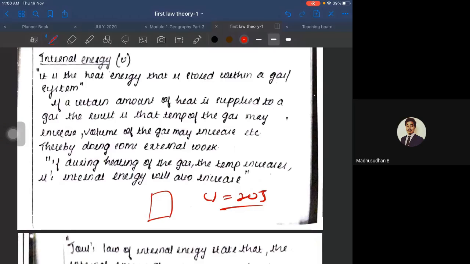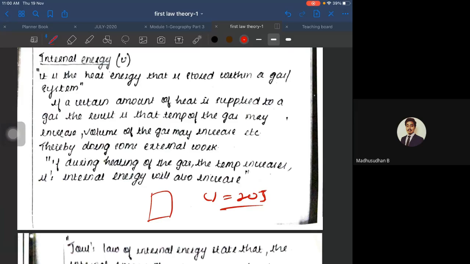So internal energy, when does it change? Only when the temperature of the system changes. If and only if the temperature of the system changes, then only your internal energy will change. So this particular point is very important. That's why they say internal energy is a function of temperature alone.